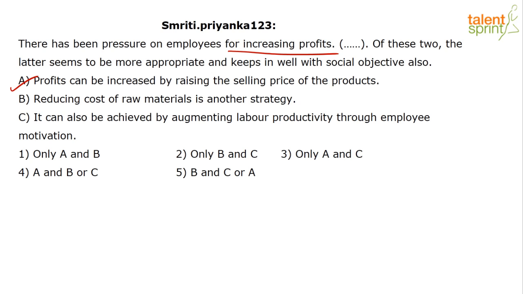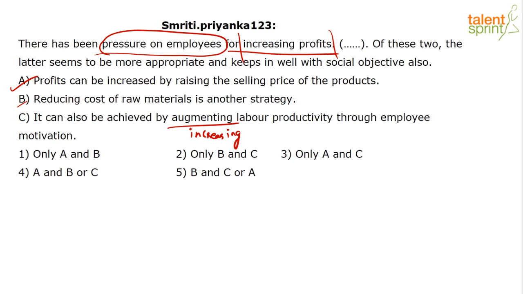Reducing cost of raw materials is another strategy. So one of it is you can raise the selling price of the products. The other one is you reduce the cost of raw materials, right? That also makes sense. But what about 3? 3 says it can also be achieved by augmenting labor productivity through employee motivation. Now keep in mind, they are referring to there is pressure on employees to increase profits, right? If that is the case, augmenting means what? Increasing.